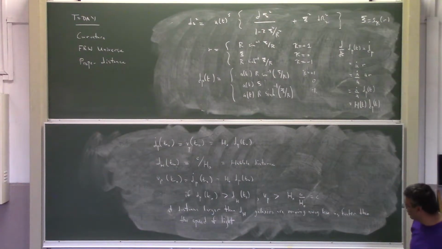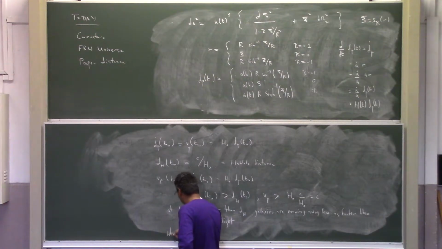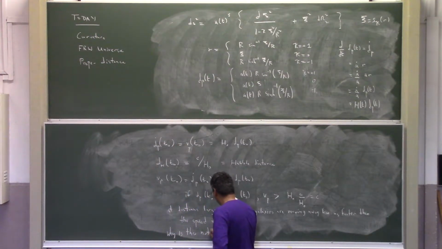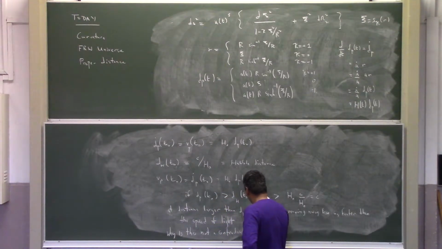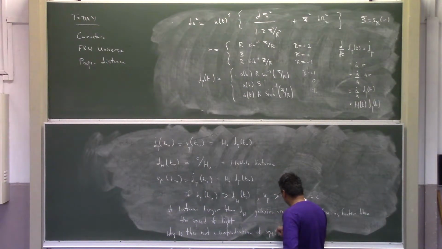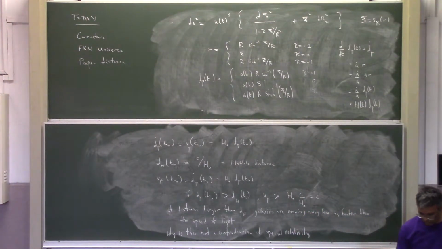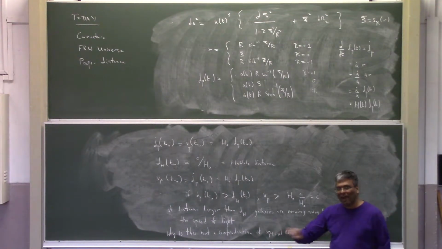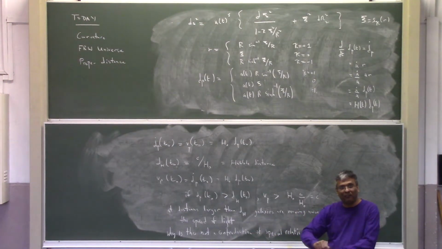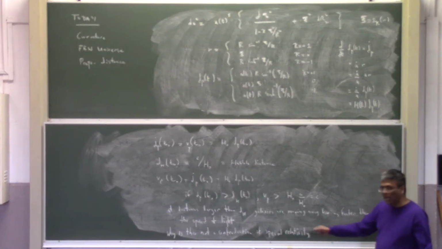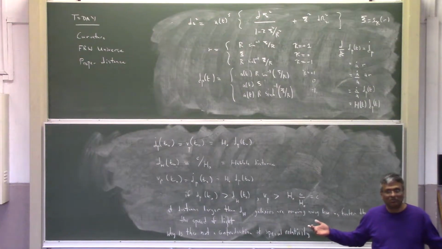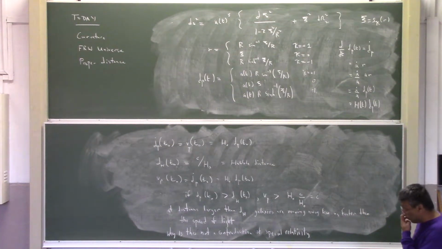Okay, so why is this not a contradiction with special relativity, which is supposed to tell us that nothing can move faster than the speed of light? Yeah, it's because special relativity doesn't put restrictions on how fast space itself is expanding. That's exactly right. Special relativity puts a restriction on how fast things can travel in space. Here, space itself is expanding. It turns out space itself is expanding at a rate faster than the speed of light. That's not a problem. So there's no violation of special relativity.